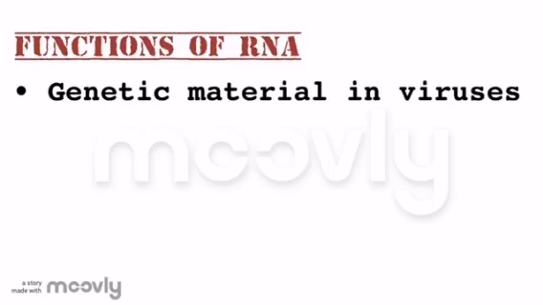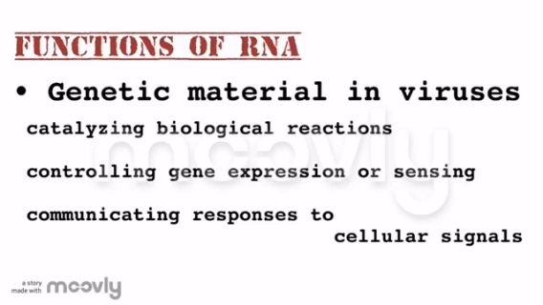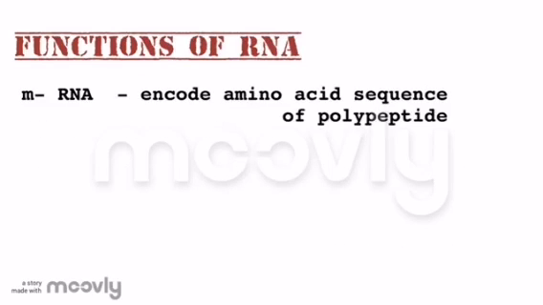Functions of RNA. RNA serves as the genetic material in some organisms like viruses. They play an active role within cells by catalyzing biological reactions, controlling gene expression, and sensing and communicating responses to cellular signals. The function of mRNA is to encode the amino acid sequence of a polypeptide.